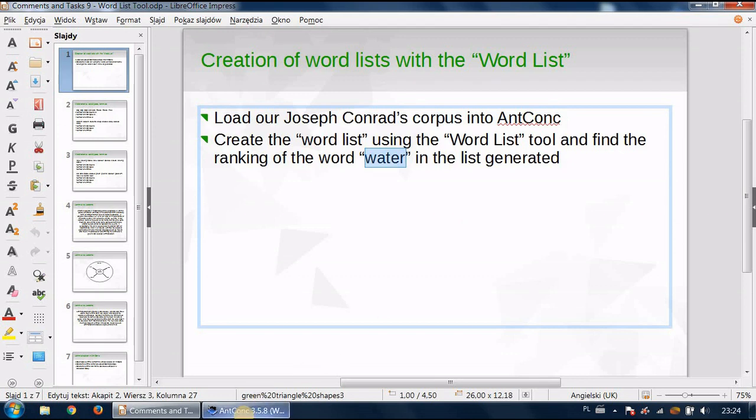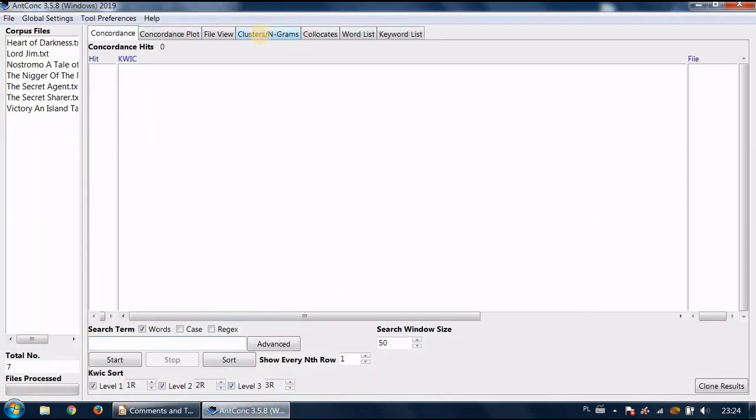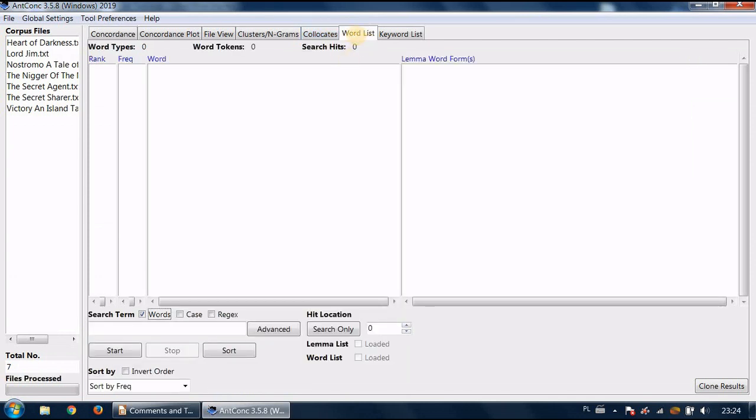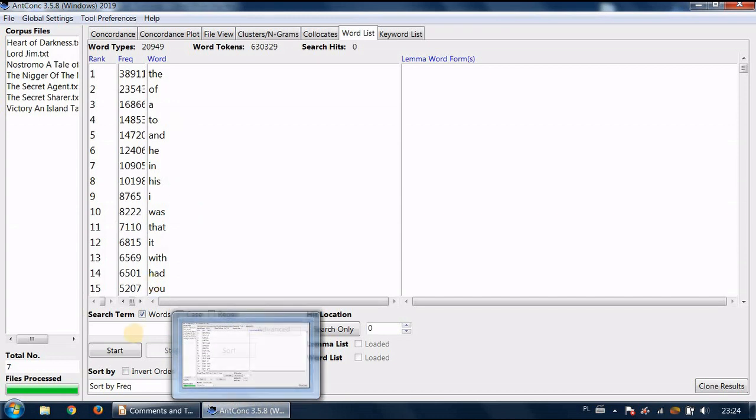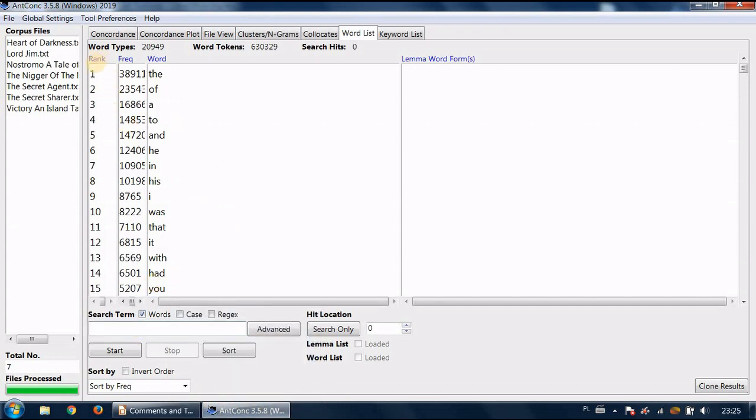Okay, so now let me do it myself. So I'll go to word list pane here. I'll just press start. Okay, here we have it, and we can look for the word. So this is the ranking, this is the frequency, and for now the words are arranged according to the frequency. Okay, and the ranking kind of corresponds with the frequency, but let's try the word water.